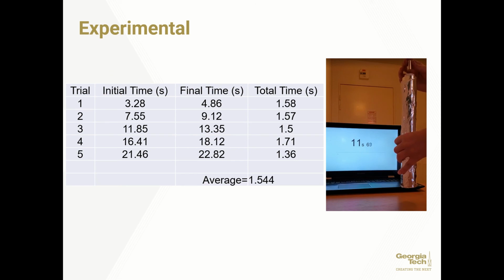To determine the experimental time the magnet spent in the tube, 5 trials were conducted. From these 5 trials, we could tell that the magnet spent an average time of 1.544 seconds in the tube.